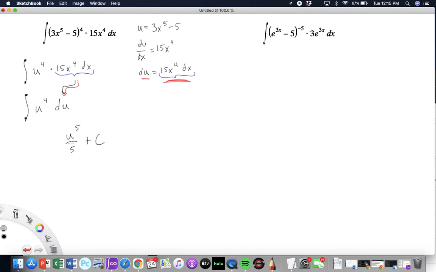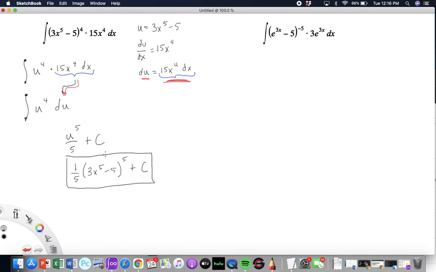Now all I have to do is replace the u back in there, which the u is 3x to the fifth minus 5. Now I'm going to write this as simply 1/5 times (3x to the fifth minus 5) to the fifth. All I'm going to do is replace the u in there. I just put 1/5 out in front, and then plus c. If you took the derivative of this, you would use the chain rule, we'd take 5 times the front and multiply it by the derivative of the inside, and you would get the same exact function up there. So that is our answer.